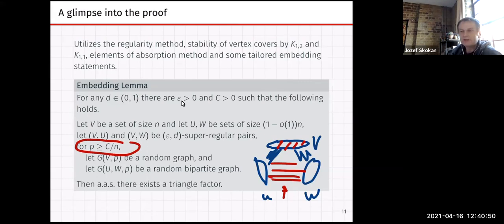You might wonder, this is a very strange setup. If you know the regularity lemma, you would expect that U, W, and V are of the same size. If they were of the same size, then this constant over n wouldn't work. You would need constant times log n over n. But there is a nice trick: if you allow one of the sets to be larger than the other two, then actually constant over n will do. And this is really the statement that you will use in the actual embedding in the proof of our result.